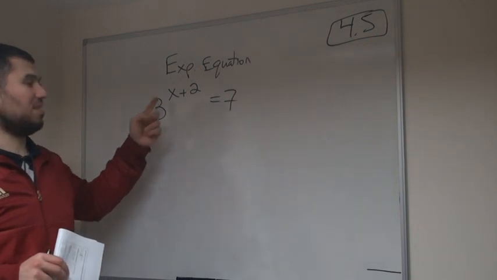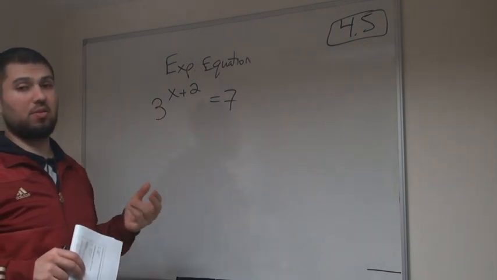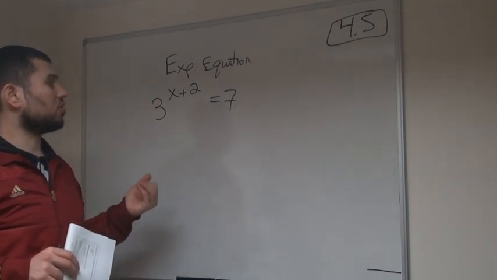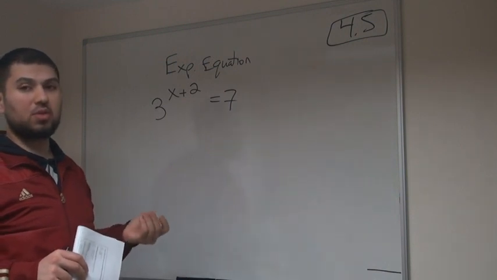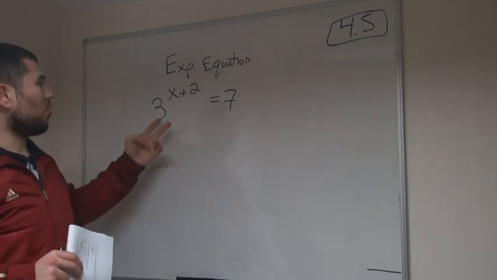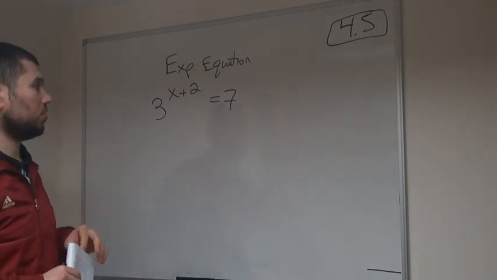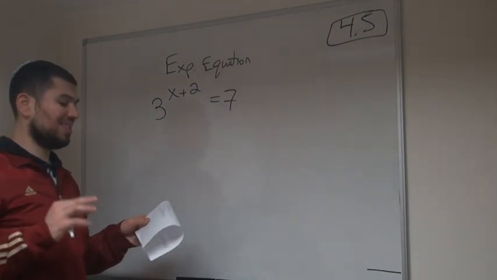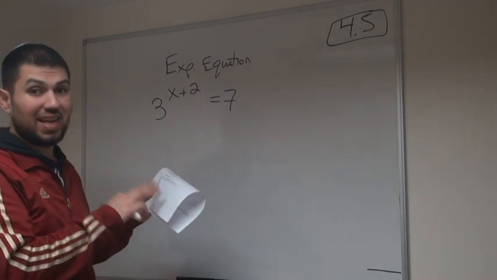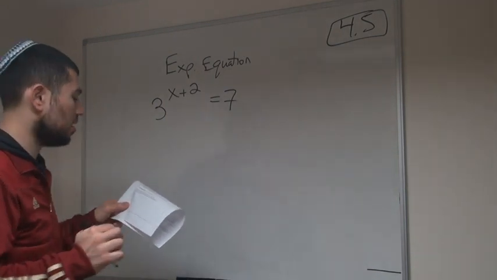I know 3 to the 0 power, anything to the 0 power is 1. 3 to the first power is 3. 3 squared is 9. But 3 to what power gives me 7? It's some weird middle zone. I'm going to use the 3-step process, which is on slide 80. You guys have it in your notes.